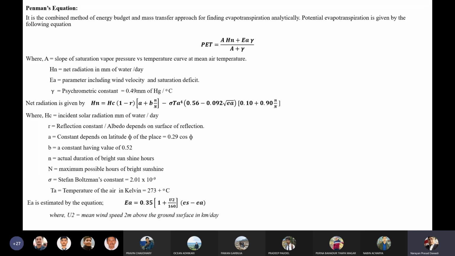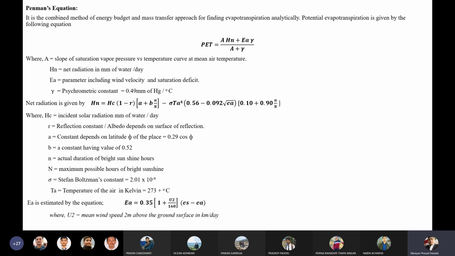Now A, as I have already mentioned, is the parameter that depends upon the saturation deficit and the wind speed. So it can be expressed as A is equal to 0.35 (1 plus U2 by 160)(ES minus EA). ES is the saturated vapor pressure of the area, and EA is the actual vapor pressure of the air. This equation must be known. U2 is the wind speed at 2 meter above the ground surface.